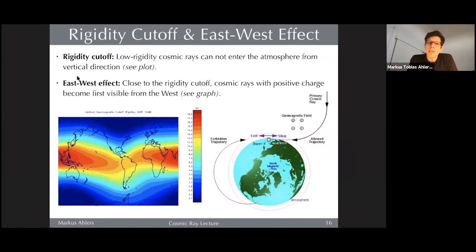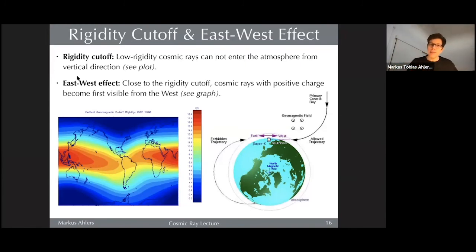And one way to study this is simply by backtracking these cosmic rays in the magnetic field. This is what is shown here on the left-hand side as the so-called vertical geomagnetic cutoff rigidity. So what you're doing here is you reverse the path of cosmic rays and you assume that cosmic rays arrive vertically on the surface of the Earth. And then you try to find out if the interaction and the gyro motion of cosmic rays in the Earth magnetic field actually allows the cosmic ray to escape the magnetic field of the Earth.